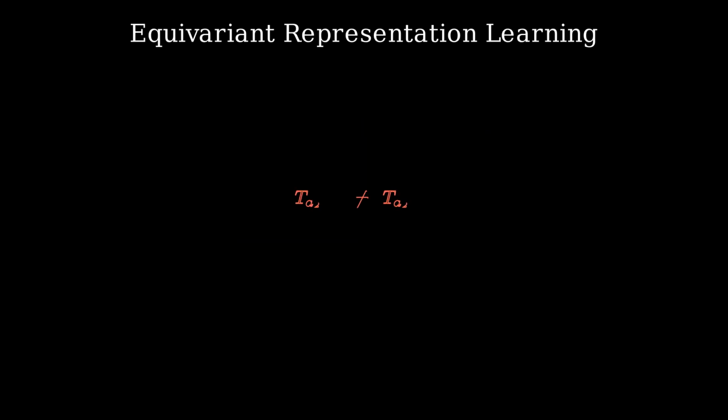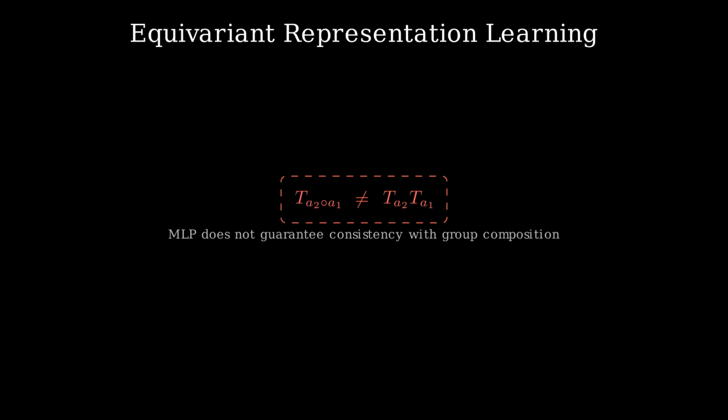However, this approach has a fundamental problem: the MLP does not guarantee consistency with how transformations compose. Applying A1 then A2 should give the same result as applying their composition directly, but the MLP may not satisfy this. This inconsistency was identified by Dangovsky et al. in 2022, De Vilers and Lafort in 2023, and Garrido et al. in 2023.